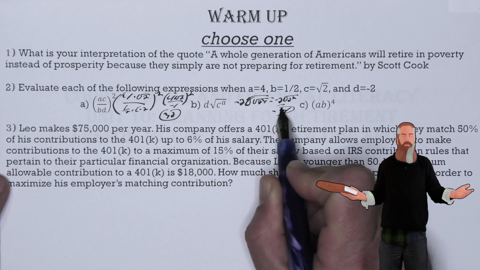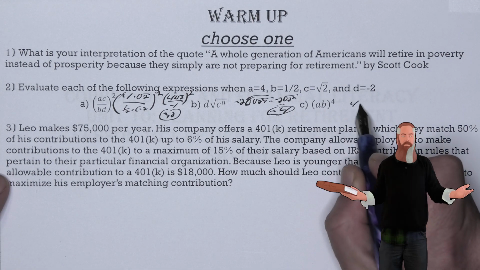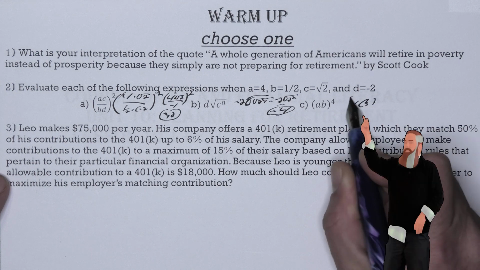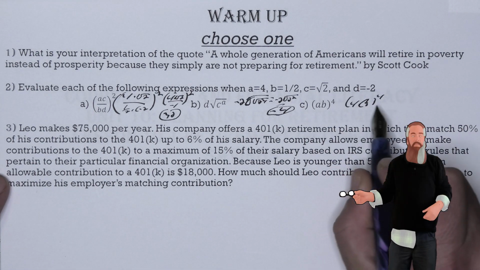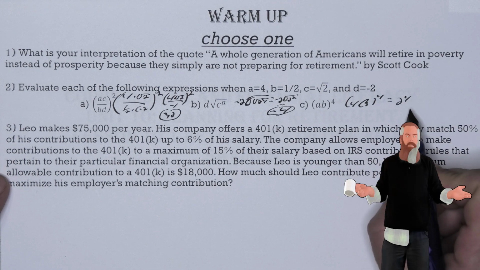Then A times B to the 4th power, where A is 4, B is 1/2, and that to the 4th power. 4 times 1/2 is 2, and 2 to the 4th.